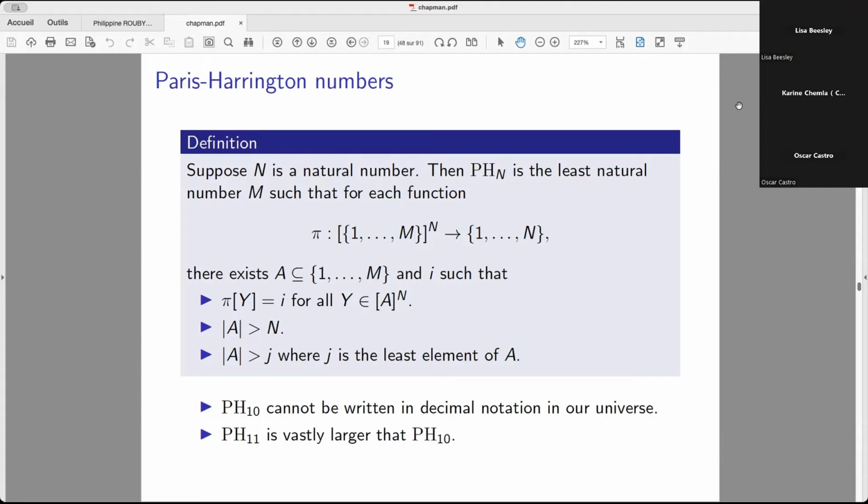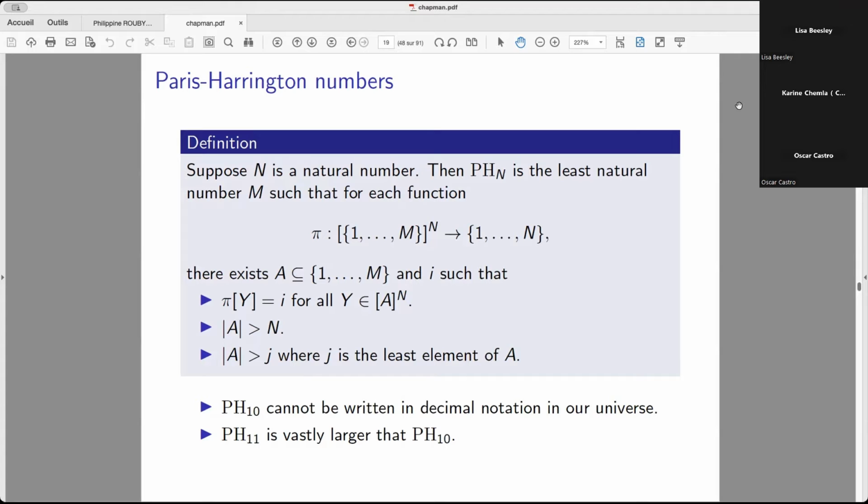Even PH10, actually PH5, but I'm being conservative, PH10 cannot be written in decimal notation, even if you allow exponentiation as a shorthand. PH11 is vastly larger than PH10. So what's happening is, in fact, if you look at PH10, you can prove in arithmetic that PH10 exists.